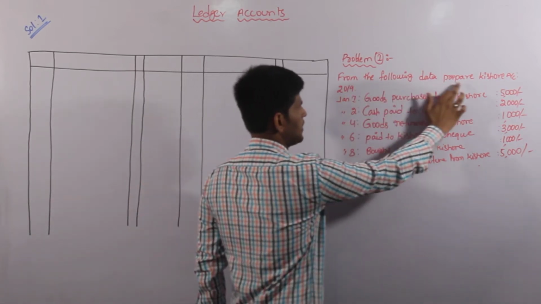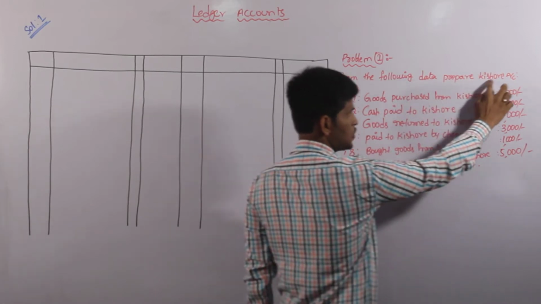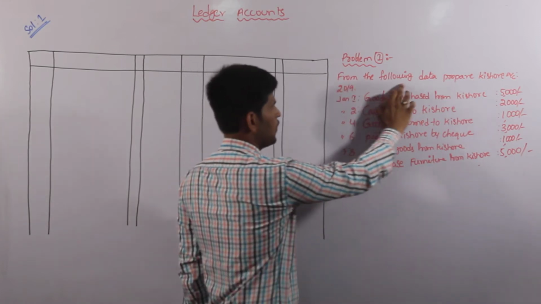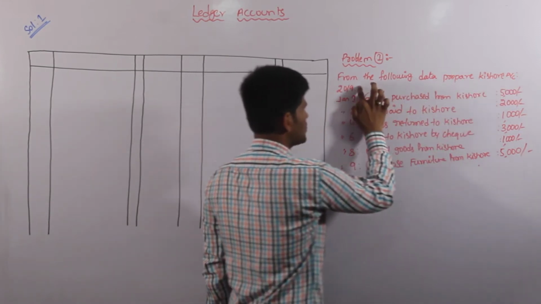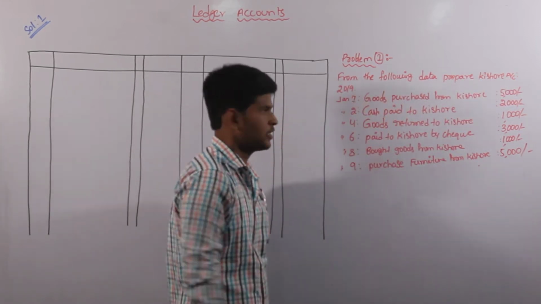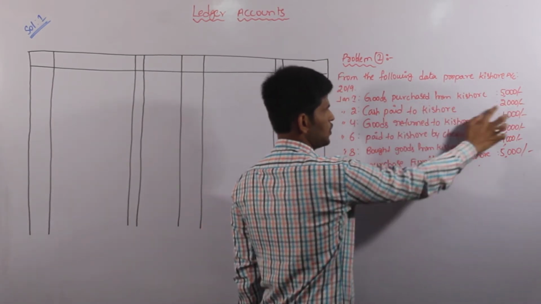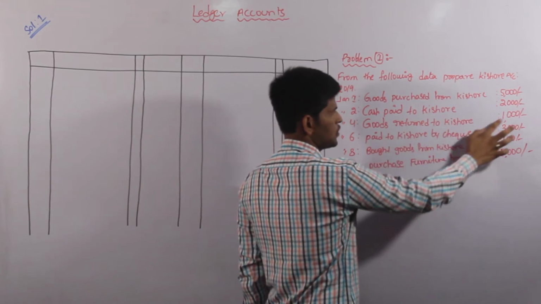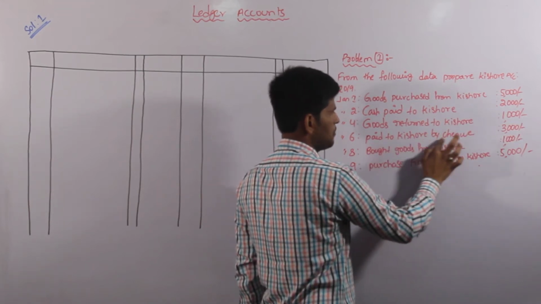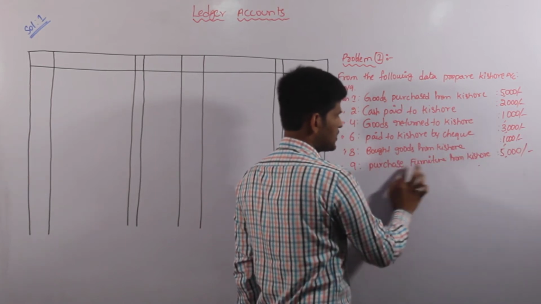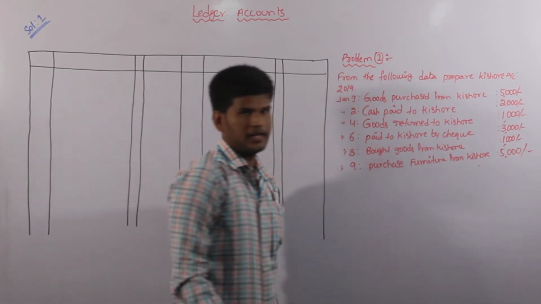From the following data, prepare Kishore account. Kishore account, A/C is nothing but account. From the following data, prepare Kishore account. 2019 on January 1st: goods purchased from Kishore 5,000, cash paid to Kishore 2,000, goods returned to Kishore 1,000, paid to Kishore by check 3,000, bought goods from Kishore 1,000, purchased furniture from Kishore 5,000.